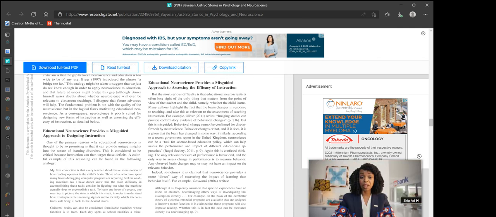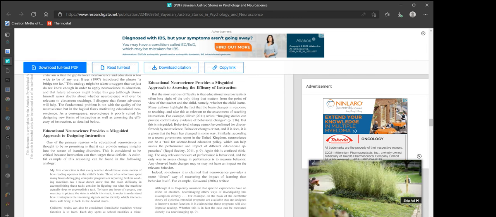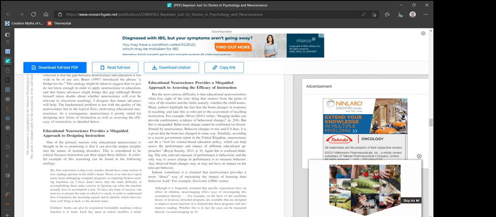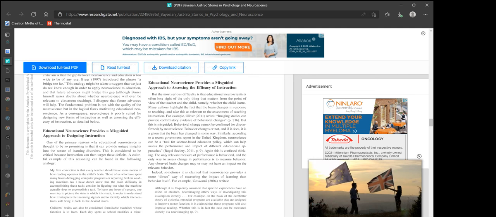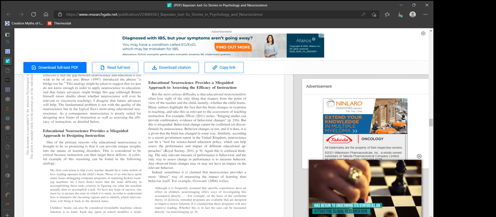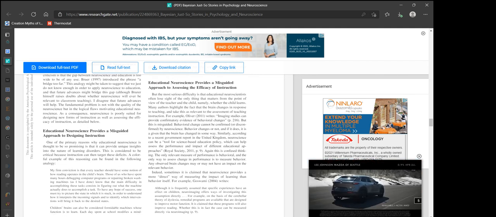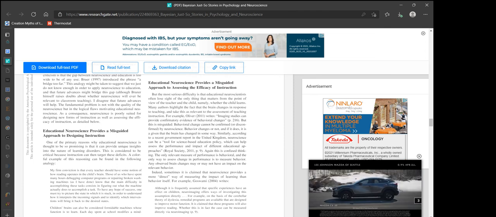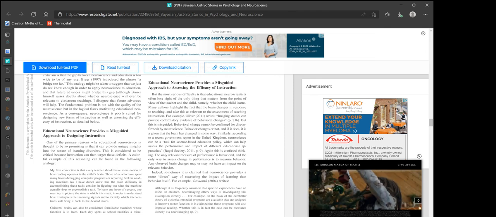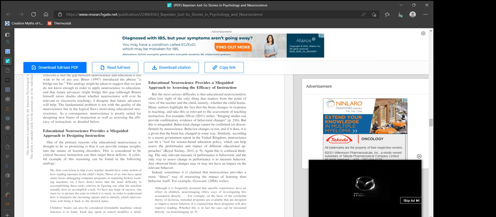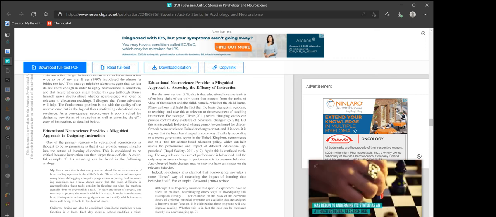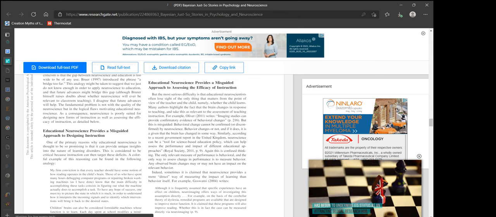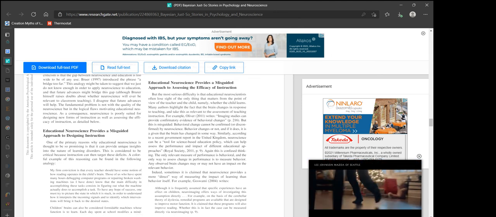Many authors highlight the fact that the brain changes in response to teaching, and take this as relevant to the assessment of teaching instruction. For example, Oliver, 2011, writes, "Imaging studies can provide confirmatory evidence of behavioral changes." But this is misguided. Behavioral change cannot be confirmed or disconfirmed by neuroscience. Behavior changes or not, and if it does, it is a given that the brain has changed in some way.